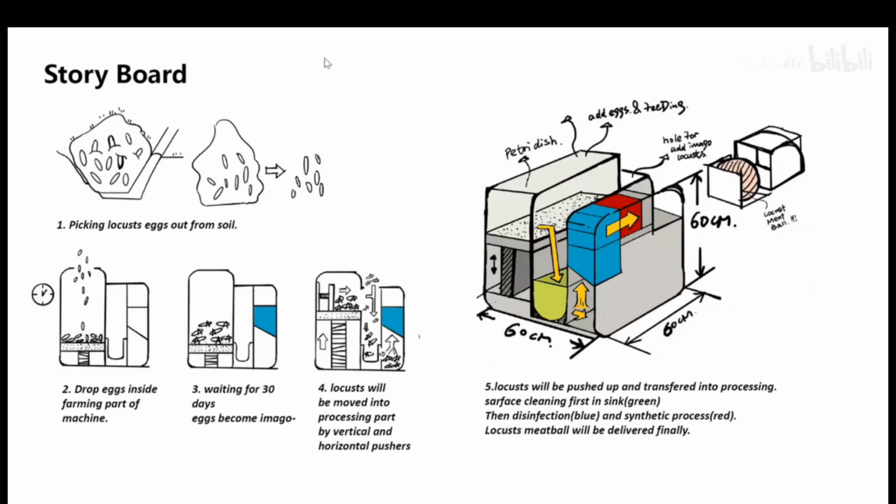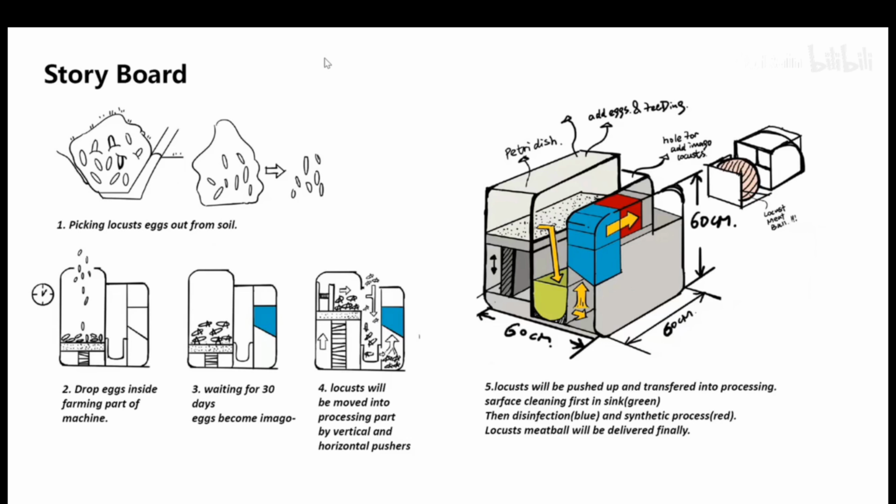First of all, farmers pick the locust eggs out from the soil and clean them. Then they drop the locust eggs inside the farming pot. 30 days later, eggs will become imagos and will be delivered into the sink, which is the green part, for cleaning and disinfection, in the blue part. The toxic elements will be separated from the locusts and collected into a toxic box in the blue part. Then they are transferred into the red part, which uses synthetic biology to integrate nutrition. Finally, delicious locust-based meat will be produced.